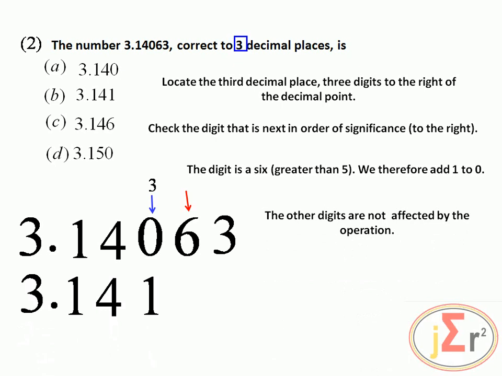So there we have 3.141. The correct answer is 3.141, and that is represented by option B.